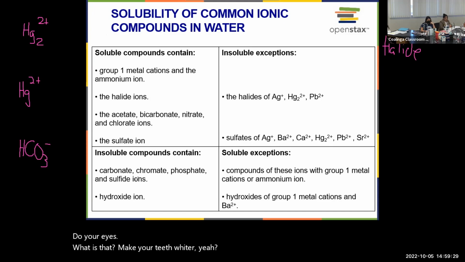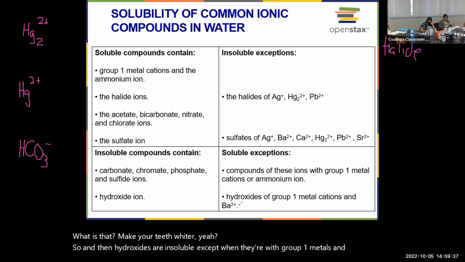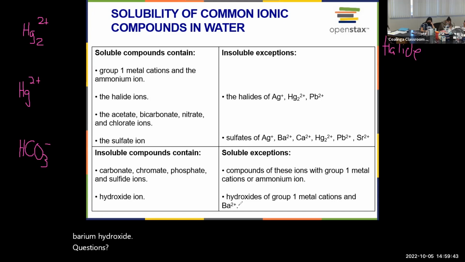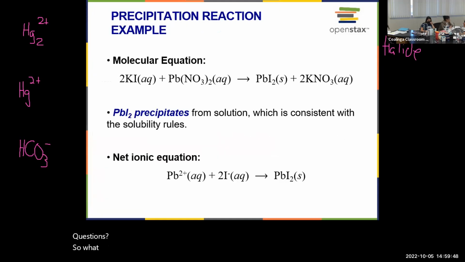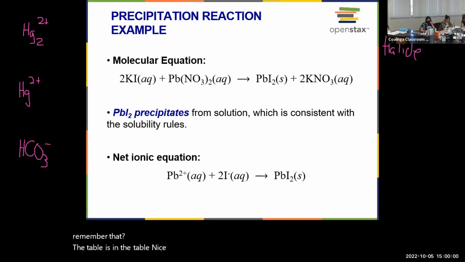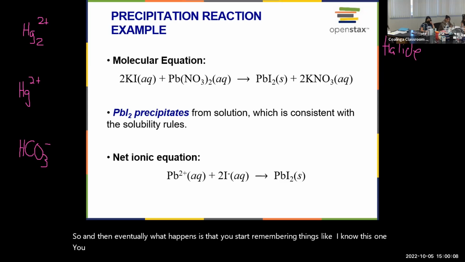Okay. And then hydroxides are insoluble except for when they're with group 1 metals and barium hydroxide. Okay. Questions? So what is easier? Is it easier to remember the table or use the table, or to remember that? The table, isn't the table nice? Yeah, the table is pretty nice and tells you. And then eventually what happens is that you start remembering things, like, hey, I know this. Okay, so we're going to stop here.